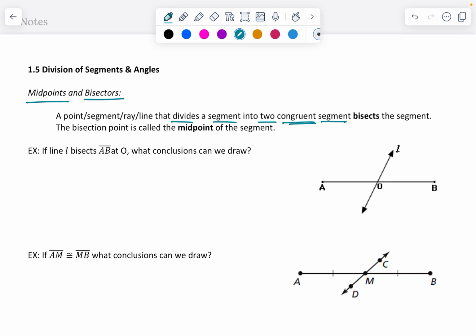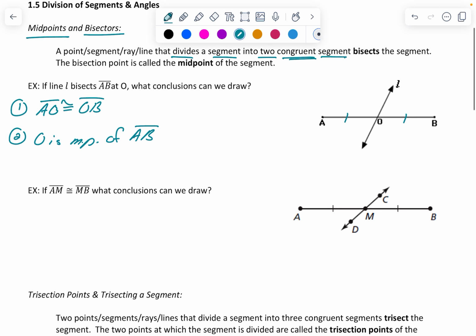So, for example, it says if line L bisects AB at O, what conclusions can we draw? Well, we have the picture right here. We could do some special markings here. We know that AO will be congruent to OB. Those two segments will be congruent. And we also know that O is the midpoint of AB. So when we have a bisector, a midpoint is created, and we know that it divides that segment into two congruent segments.